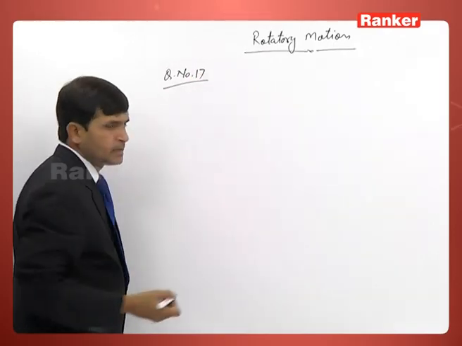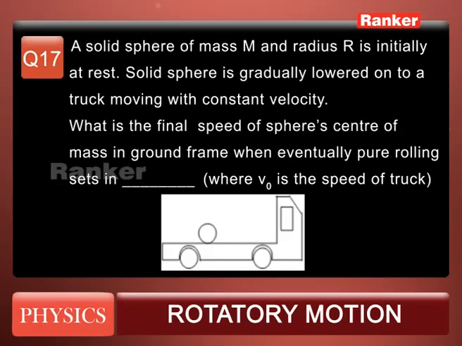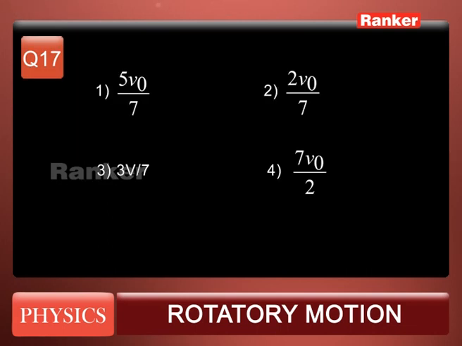Now question number 17. A solid sphere of mass capital M and radius capital R is initially at rest. The solid sphere is gradually placed onto a truck moving with constant velocity. What is the final speed of the sphere's center of mass in the ground frame when eventually pure rolling sets in, where V0 is the speed of the truck? First option is 5 V0 by 7, second option 2 V0 by 7, third option 3 V0 by 7, and fourth option 7 V0 by 2.